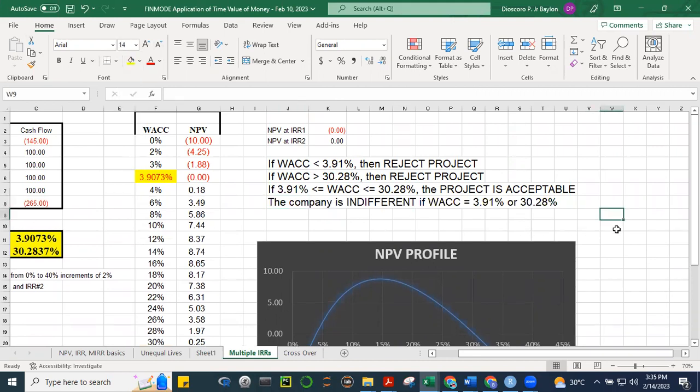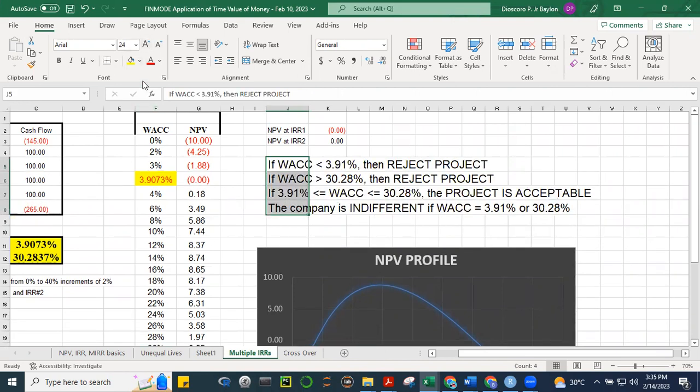Okay? So ito yung ano natin, no? Let me increase the size para mas kita natin. So if the WACC is less than 3.91%, dito yun, di ba? Less than 3.91%, reject natin. We're going to reject it because the NPV will be negative. And if WACC is less than 3.91%, then reject the project.